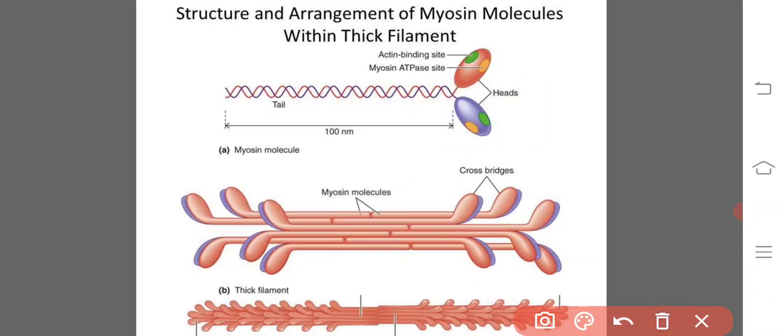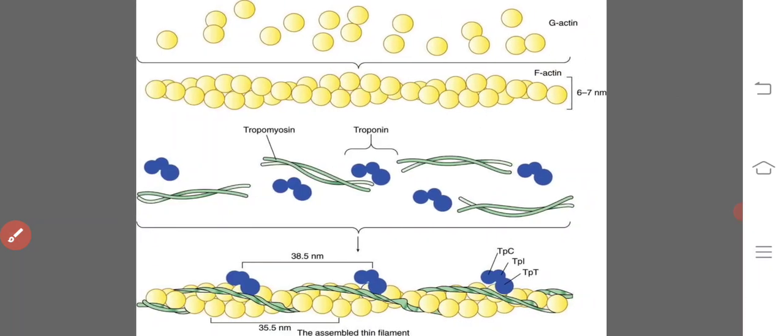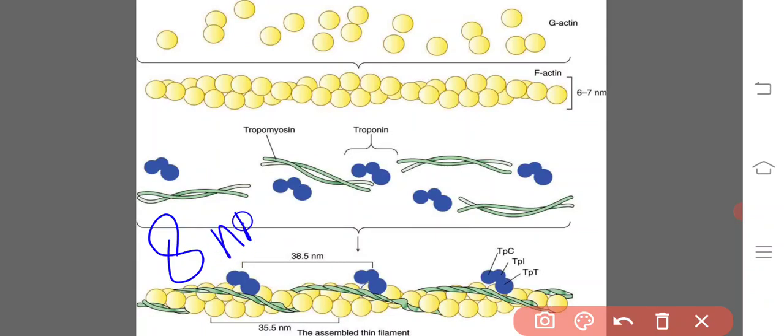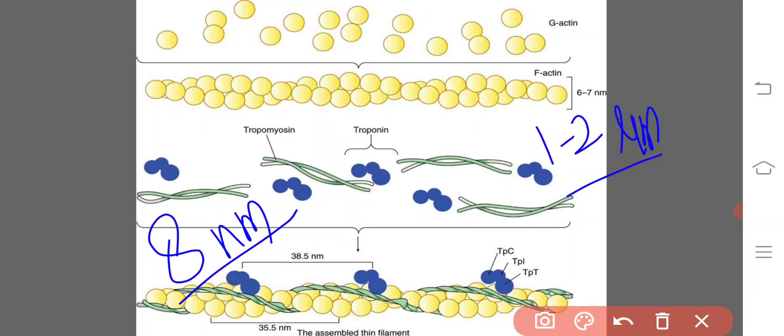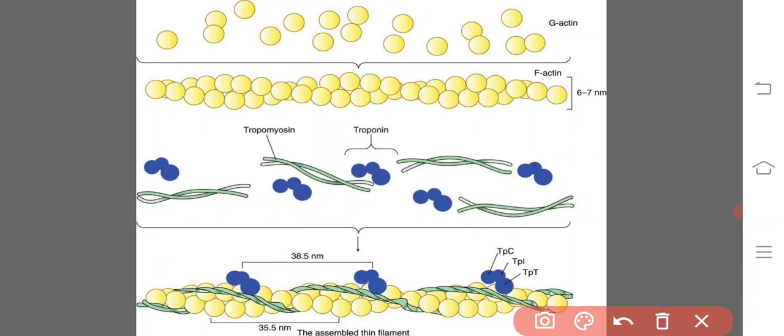Then coming to the thin filaments. Thin filaments are about 8 nanometers in diameter and 1 to 2 micrometers long, and they contain a contractile protein called actin.